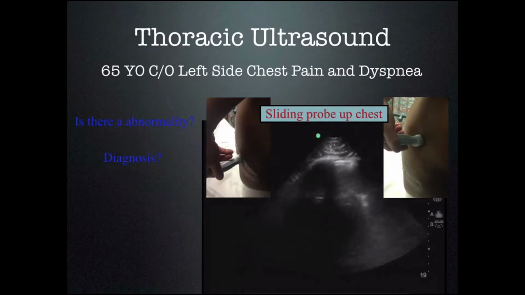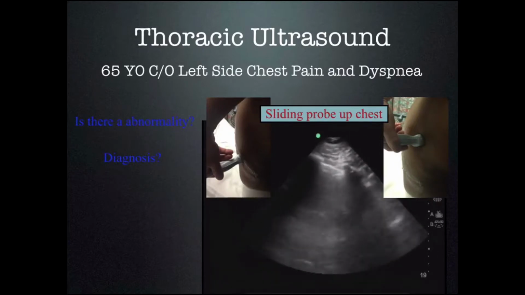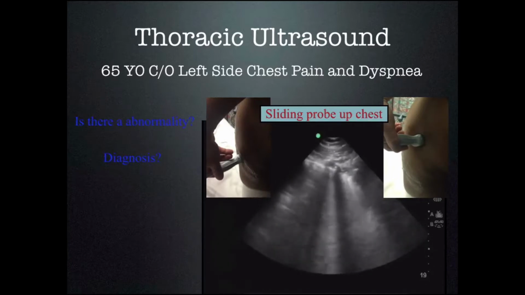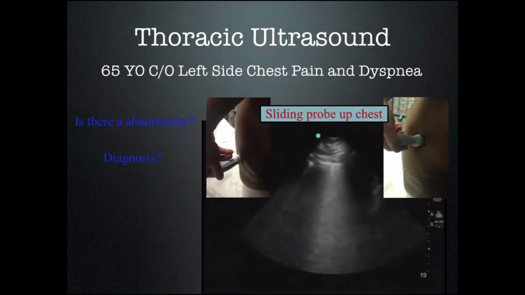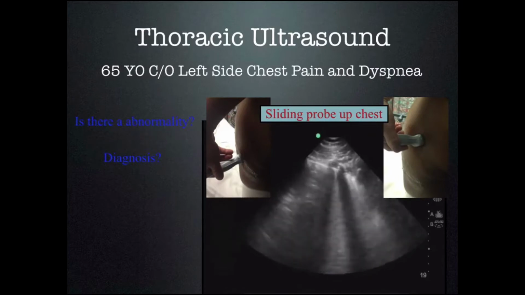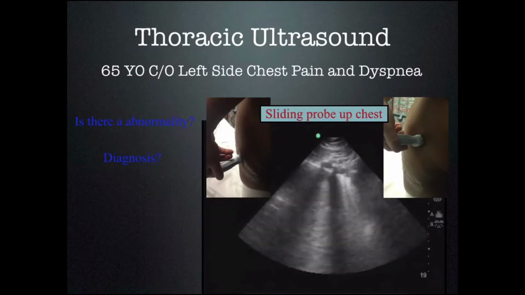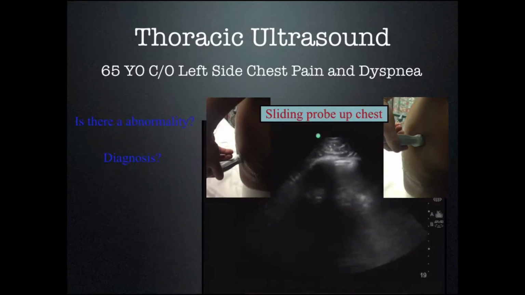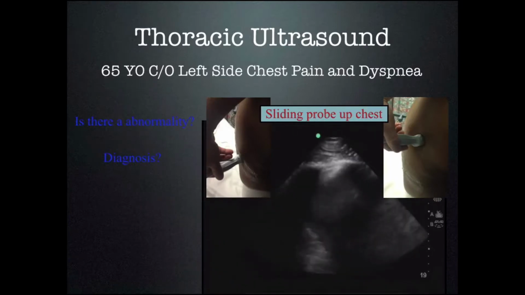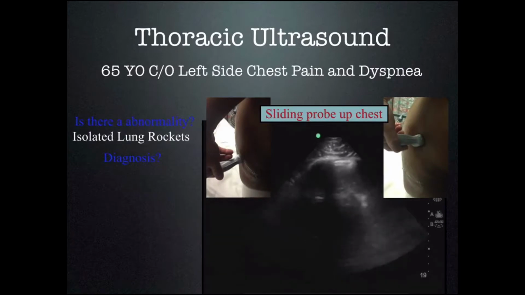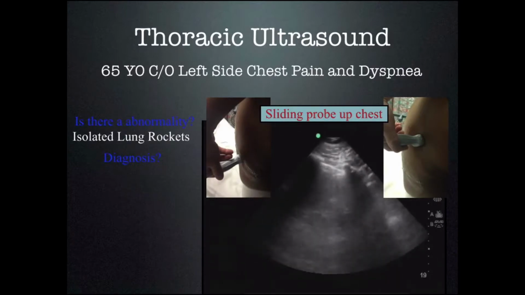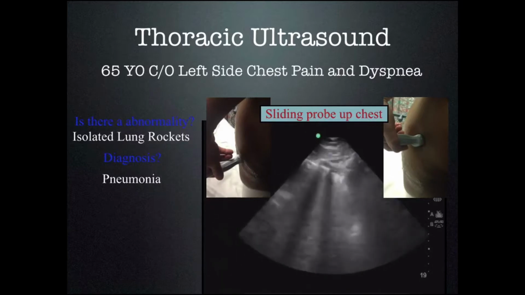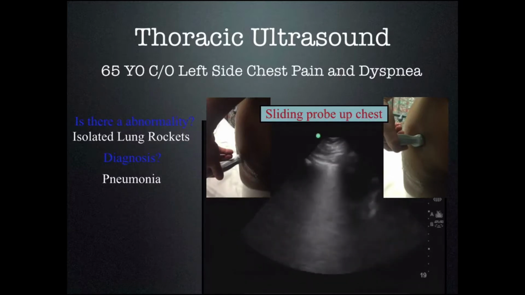So we slide the probe up from the back, and we slide up a rib, and all of a sudden we see lung rockets. These are isolated lung rockets up the back on the left side near the scapular border. And as we come back down towards the base, the lung rockets disappear. So these are isolated lung rockets. And we start thinking, what does an isolated lung rocket indicate? I already told you, that indicates pneumonia. So we've made a diagnosis.